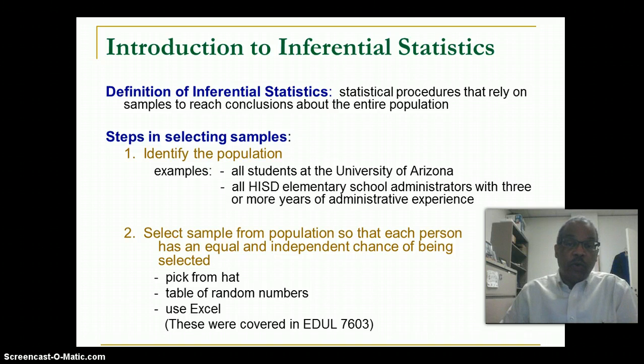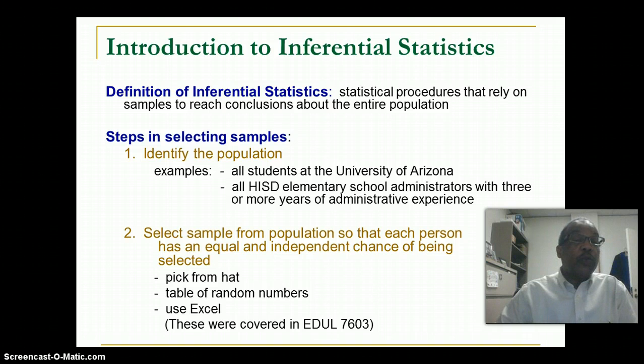So normally what we do is we select a sample from those populations using the ways in which we talked about in 7603, and I'm just reminding you of what those are. You could pick from a hat. In this case, you would write everybody's name down, put it on a piece of paper and put it in a hat, and then you select however many from the hat that you want for your sample. That's not a practical way of doing it, but that principle is what undergirds random sample selection.